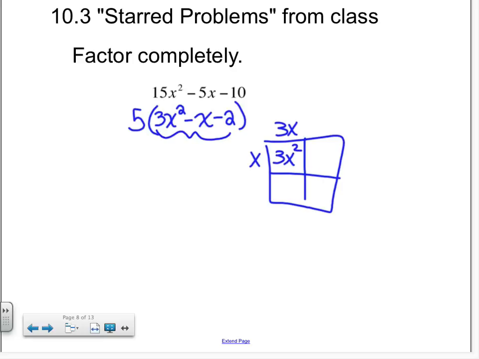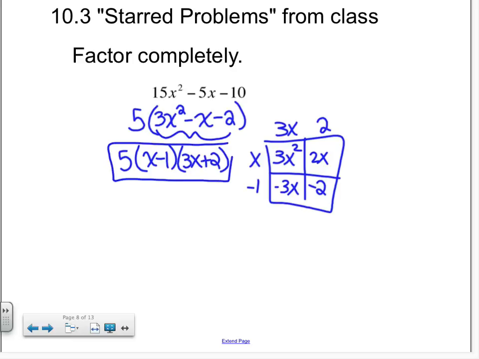let's see, we need negative 2 is our last term, so 1 and 2 are going to be our factors, and it looks like we should have negative 1 here and 2 here, because that'll get us negative 3x and 2x as our middle terms, which will add to give us negative x in the middle. So it looks like we have 5 times x minus 1 times 3x plus 2. And that is our answer, completely factored.